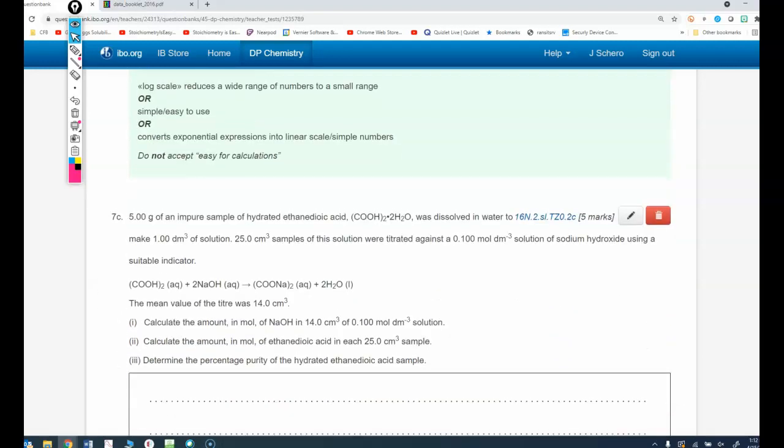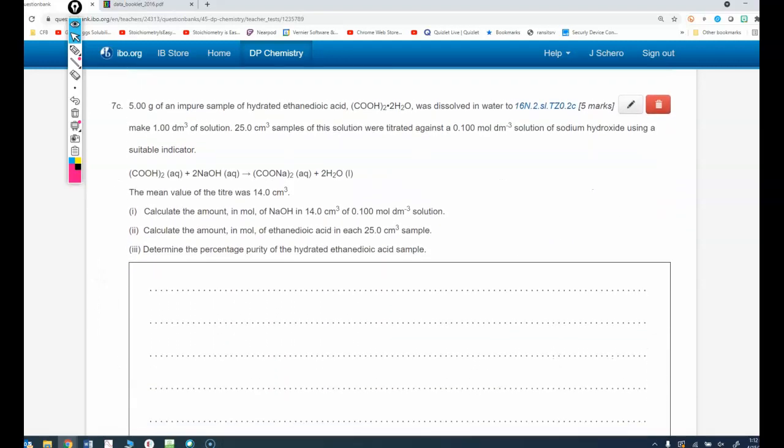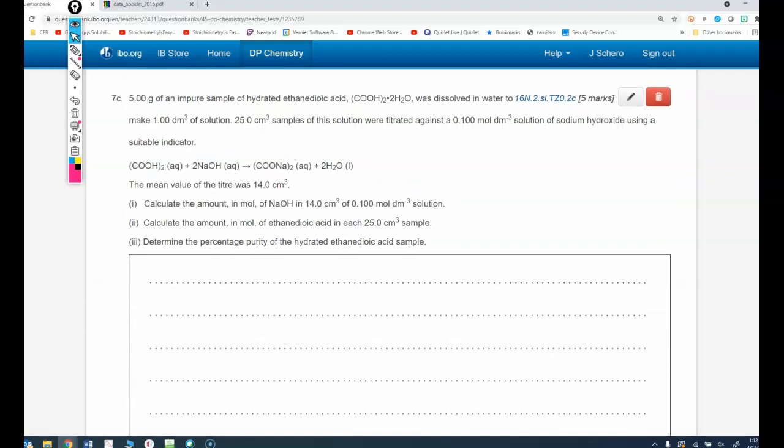So let's go on to the next part here. All right, 7c: 5 grams of an impure sample of hydrated ethanoic acid, which is given as that formula right there, was dissolved in water to make a 1 dm3 solution. 25 cm3 samples of the solution were titrated against 0.100 mol dm-3 sodium hydroxide, using a suitable indicator.